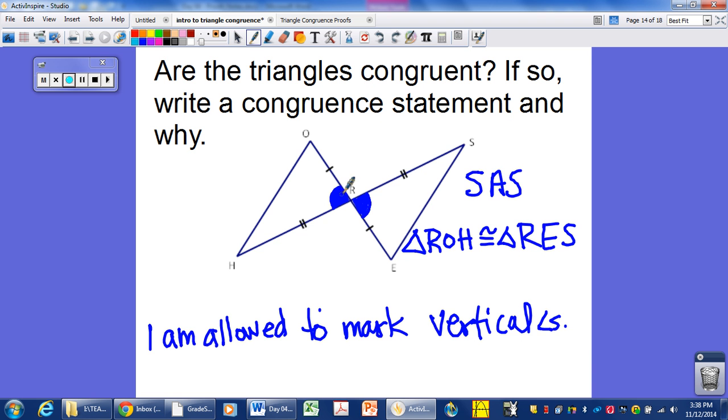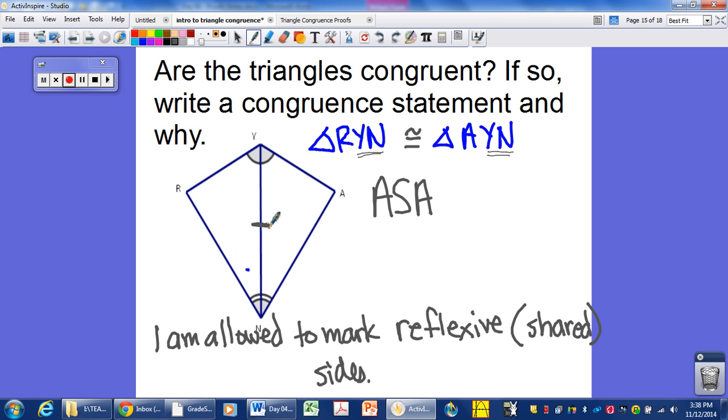One of them is vertical angles. So anytime you have angles that are vertical, you can mark them as being congruent on your own. You can add them to your picture. Okay, you can also add a congruent marking on any shared side, the reflexive sides of these two triangles.